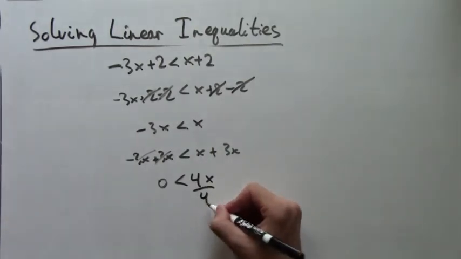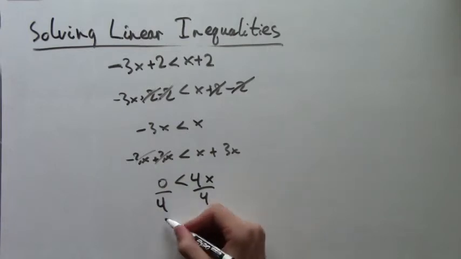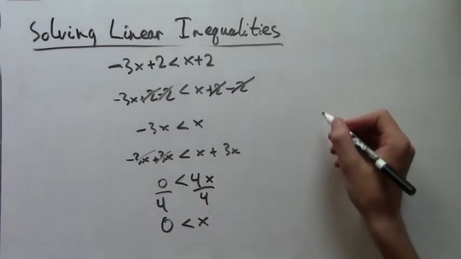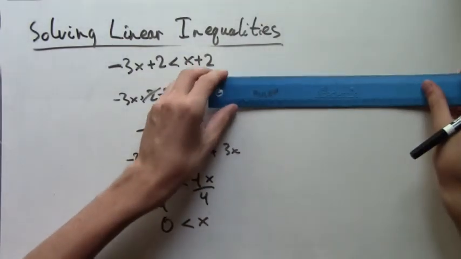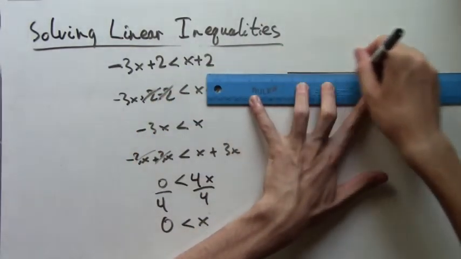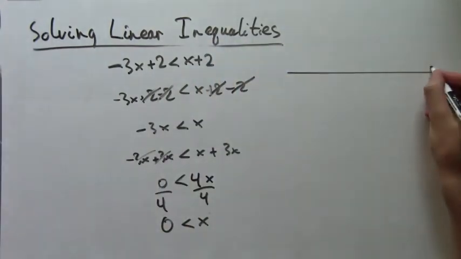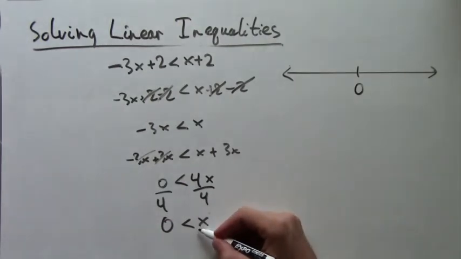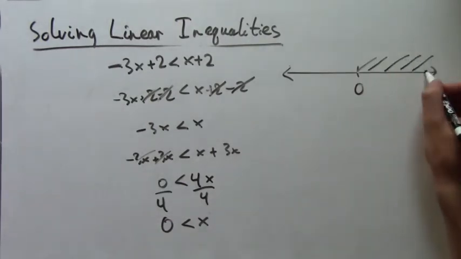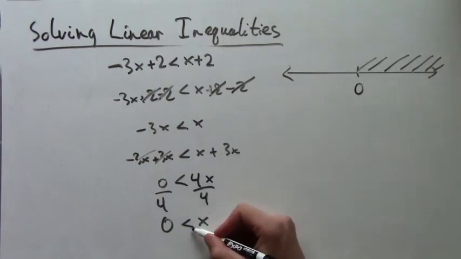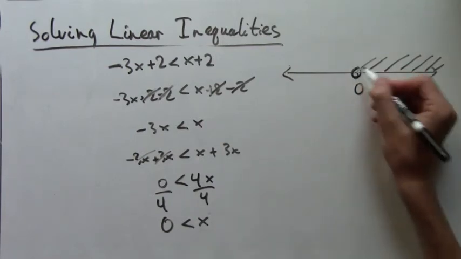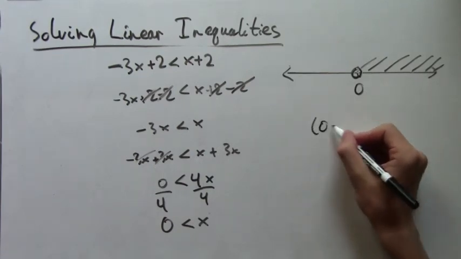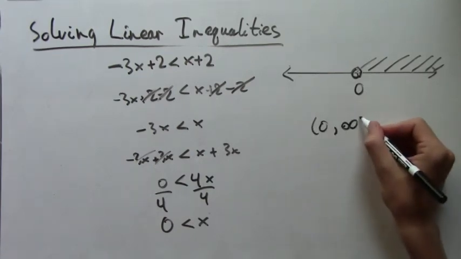Now, to finish off the problem, we divide by 4 on both sides. 4 is a positive number, so the inequality stays the same. So we just have 0 less than x. So on the number line, we just have 0, and we highlight everything to the right, and since it's a strict inequality, we just have an open circle. In interval notation, it'd just be 0, infinity, with 2 parentheses.